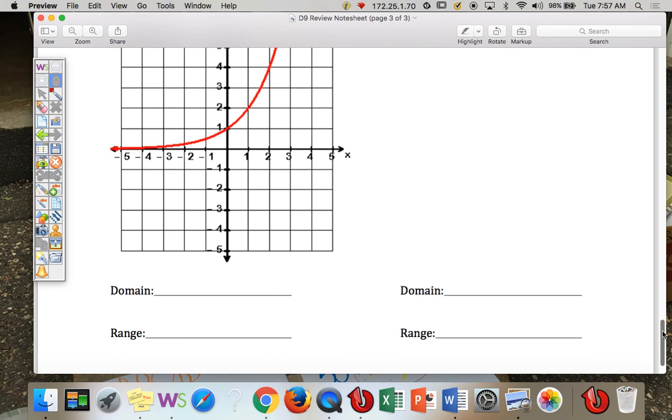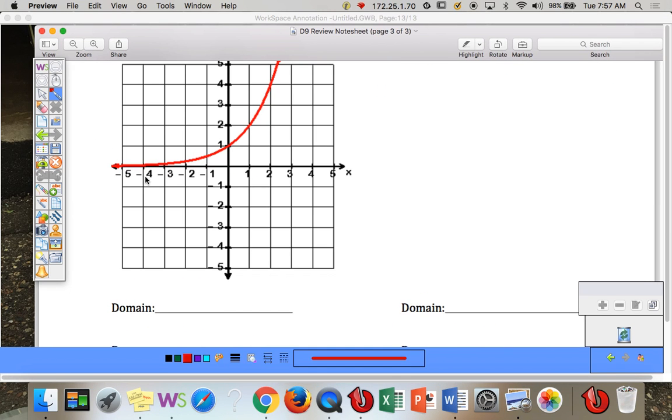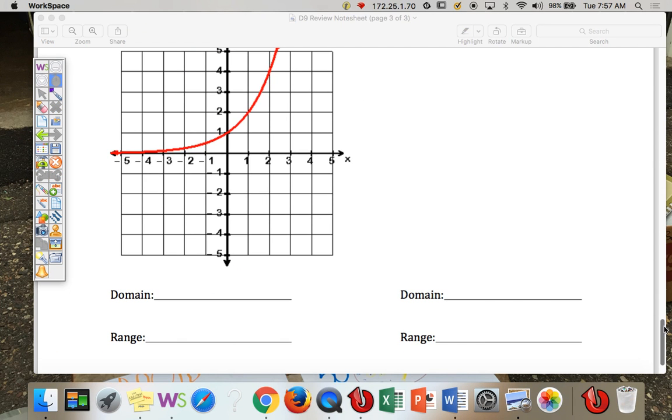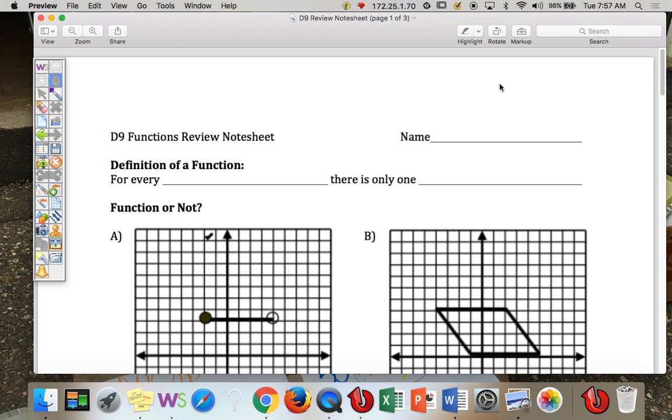All right, so exponential. The domain, again, there's arrows on each end, so it goes all the way to the left and all the way to the right. So it's all real numbers. And then the range here, it's above 0. It looks like it touches 0, but it actually doesn't. So you're going to say y is greater than 0. Okay. So review domain and range. You can use this note sheet on your tests and your quizzes.